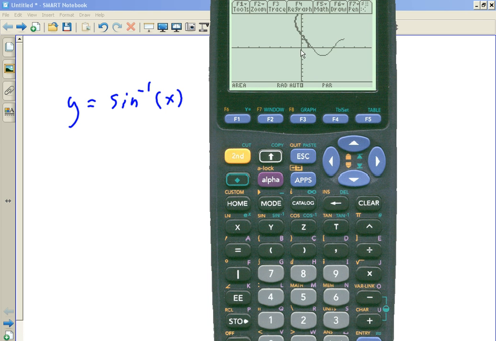Okay, so the domain of cosine is 0 to 2 pi. The range of arc cosine is 0 to 2 pi. The range of cosine is negative 1 to 1. The domain of arc cosine is negative 1 to 1. Remember that inverse functions and their associated functions, they're just swapping the domain and the range.